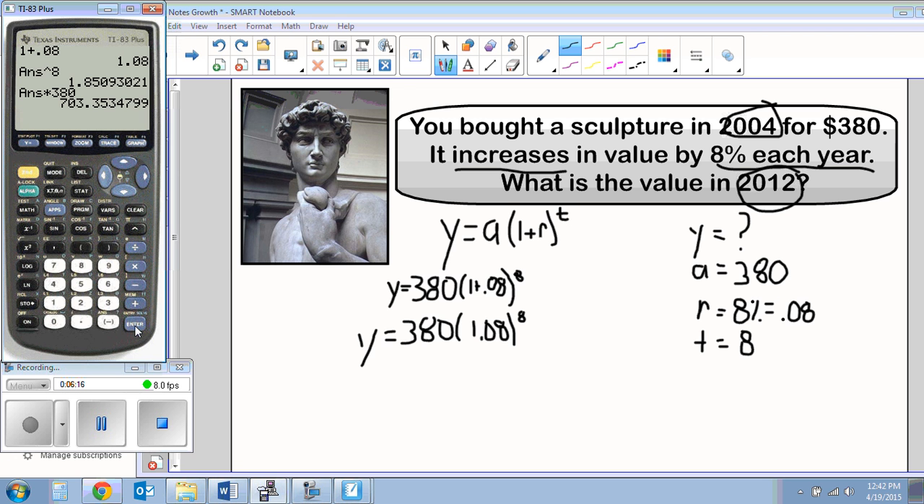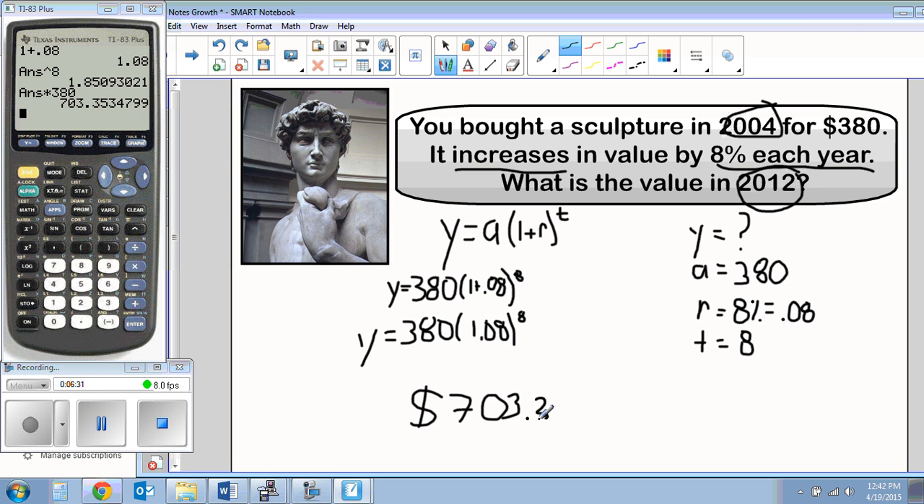Money we always round to the nearest cent because it's how we spend. So we're going to say that this sculpture is going to cost us $703.35. And we round down because the 3 right here is less than 5, so we don't round it up. It's just 5 or more we round up, below 5 we round down. So this statue is going to be worth $703.35.